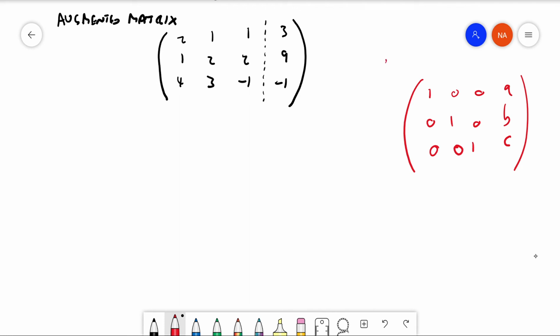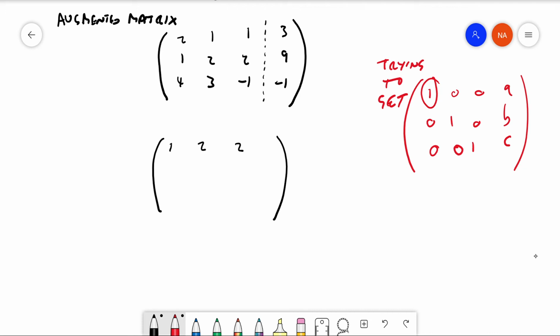So this is what I'm trying to get. Okay, you'll notice top left there's a 1. That's what we want to start with. Now you can see my rows here. I've actually got a 1 in the left hand side, but it's in the middle row. So the first thing I'm going to do is shuffle my rows around. Here we go. I'm going to have 1, 2, 2, 9. Then I'll put a different order, 2, 1, 1, 3, and 4, 3, negative 1, negative 1.